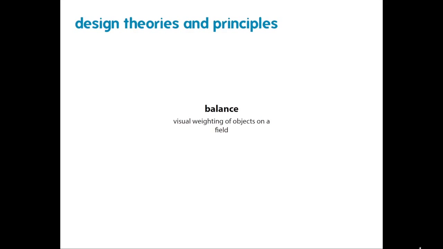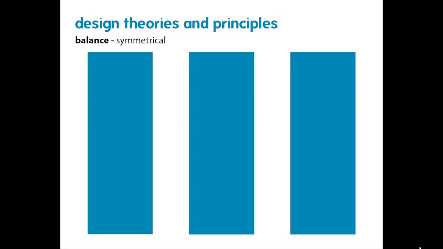So the first thing we're going to talk about today is balance, which is the visual weighting of objects on a field. The first type of balance is symmetrical balance, and so here we have three rectangles organized vertically, and you can see that they're centered, they're equally spaced. It has a real sense of overall balance and order that can be thought of as very pleasing to the eye.